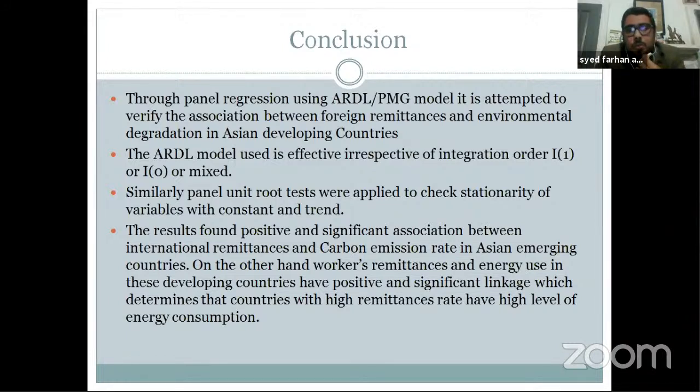Similarly, panel unit root tests were applied to check the stability of variables with constant and trend. The results found a positive and significant association between international remittances and carbon emission rate in Asian emerging economies. On the other hand, workers' remittances and energy use in these developing countries have a positive and significant linkage, which determines that countries with a high remittances rate have a high level of energy consumption.